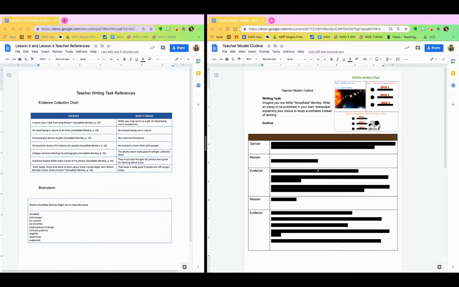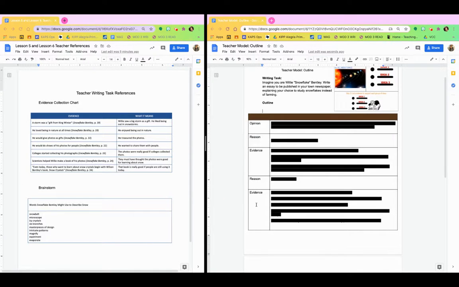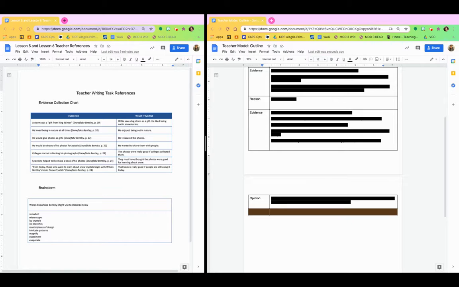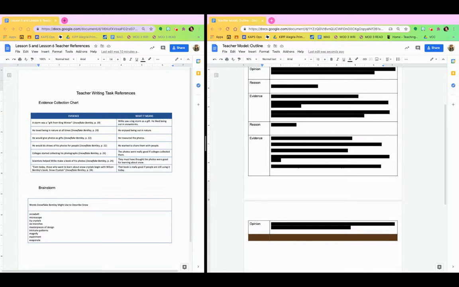Here is my teacher model outline. I have my writing prompt up here, the outline anchor chart that I can refer back to, and then my Oreo cookie outline here. I have my opinion, reason 1 along with the evidence, reason 2 along with the evidence, and then my closing opinion. For the sake of time, I went ahead and wrote out my answers. That way this video is not super long.